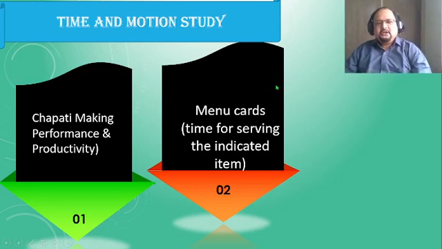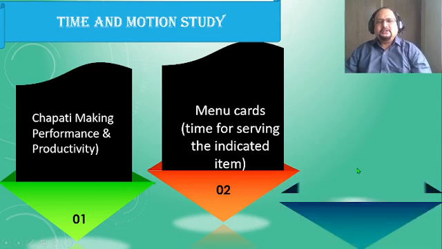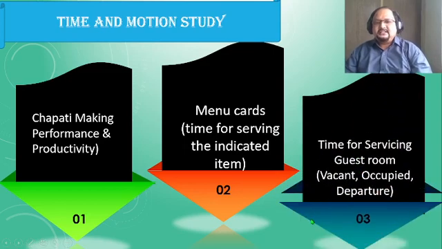And now the third example, which is related to housekeeping, time for servicing a guest room. Say you have a vacant room, you have an occupied room, you have a departure room. So how much time is taken to service a guest room? If a vacant room, maybe 3 minutes, 5 minutes, depends on the standard of the hotel. That you can decide wherever you are working as a housekeeper or as a management employee, how much time is to be taken, and how you can decide that on the basis of time and motion study. So we have seen the examples.